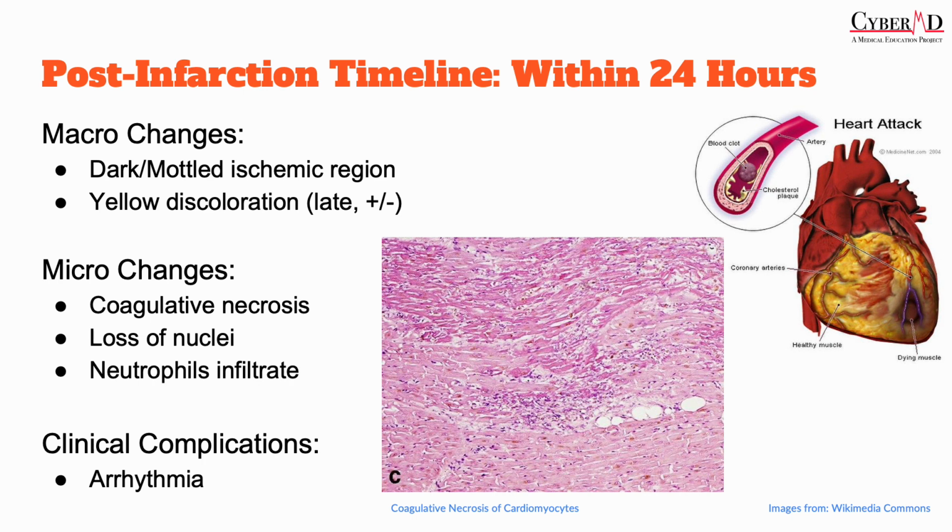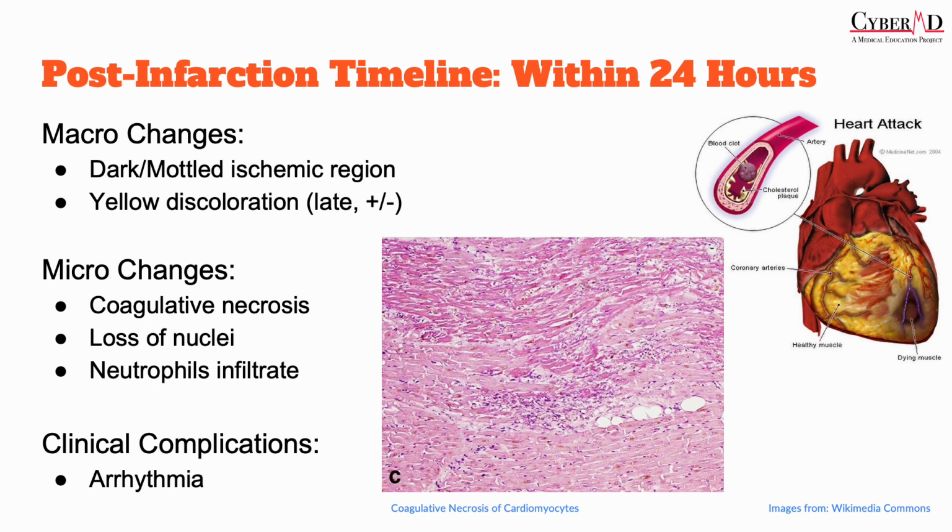In the next time frame, which is about 4 to 24 hours, the ischemic region of the infarction can start to appear dark and mottled compared to the surrounding tissue that is still being perfused. And that's going to be due to the coagulative necrosis that is occurring. The center of the area often develops a yellow discoloration in the later portion of this time frame, so closer to the 24-hour mark. Histological examination at this stage often begins to reveal, again, coagulative necrosis with loss of the nuclei within the cells. The influx of neutrophils often begins at the very end of this period.